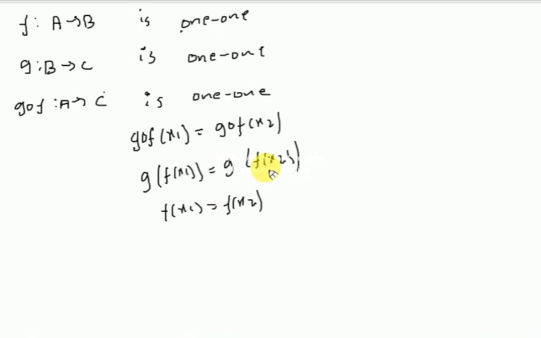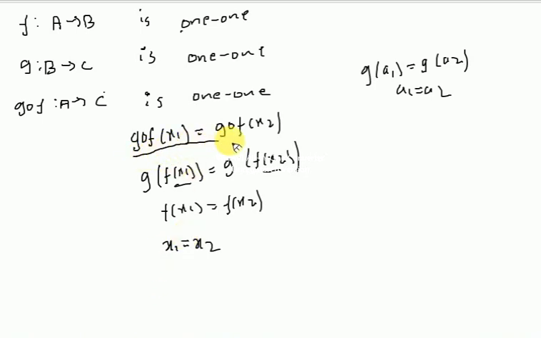How can we write f(x1) = f(x2)? If g(a1) = g(a2) and g is one-one, we write a1 = a2. In the same manner, f(x1) = f(x2). Since f is also a one-one function, we can write it as x1 = x2. Therefore, g(f(x1)) = g(f(x2)) implies x1 = x2. Hence, it is a one-one function.